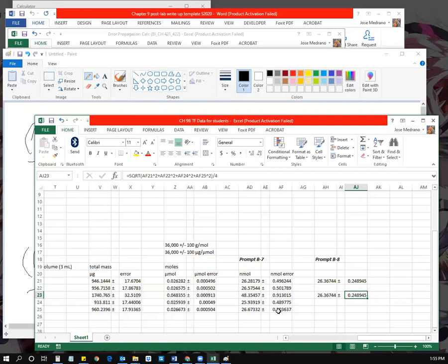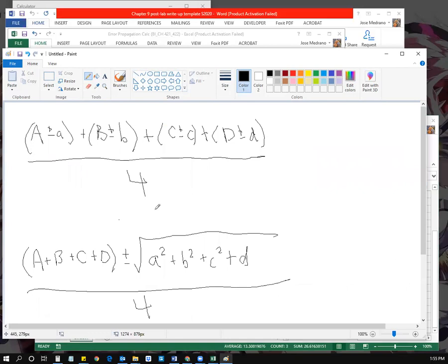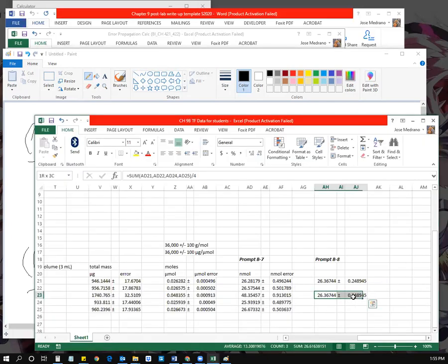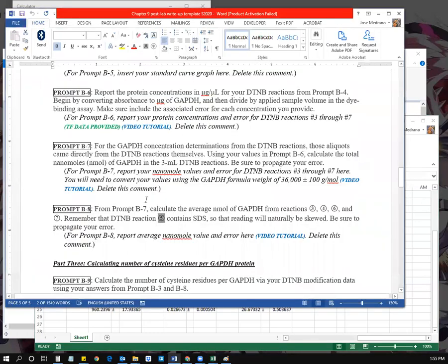So there are different methods for taking these four values here for reactions 3, 4, 6, and 7, and finding the average value of the nanomoles and nanomoles error there. You can do it by hand if you want to. You can do it with the error propagation calculator, or you can just do that simple shortcut, since for the most part the numerator is just going to be a simple summation of values and errors. So this is the answer for prompt B8 in the error propagation calculation for the average nanomoles of GAPDH.